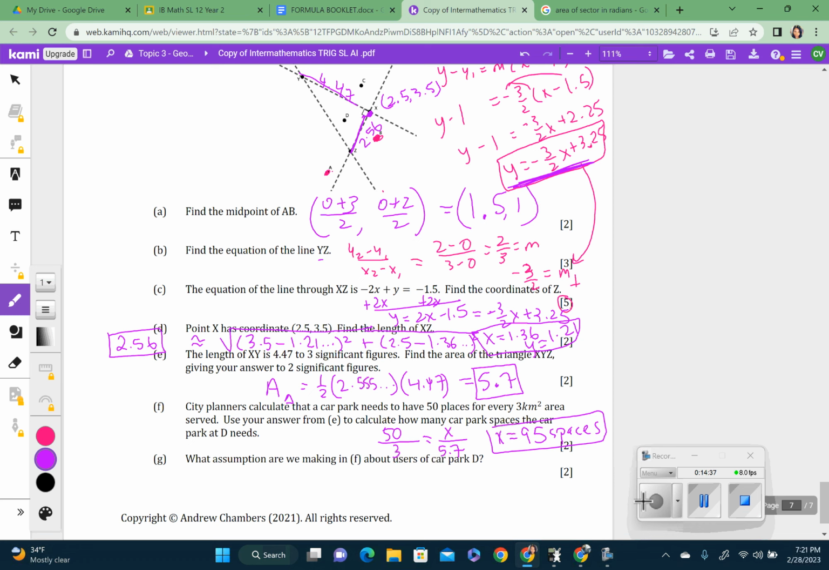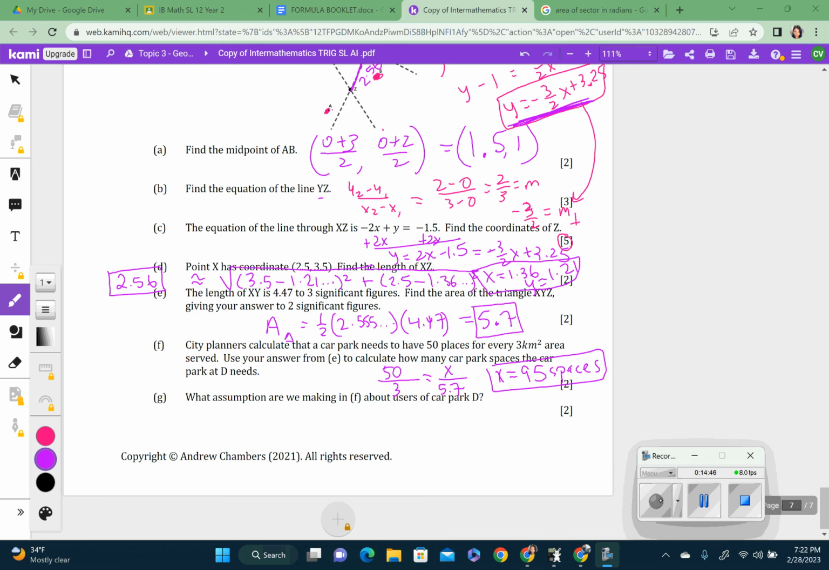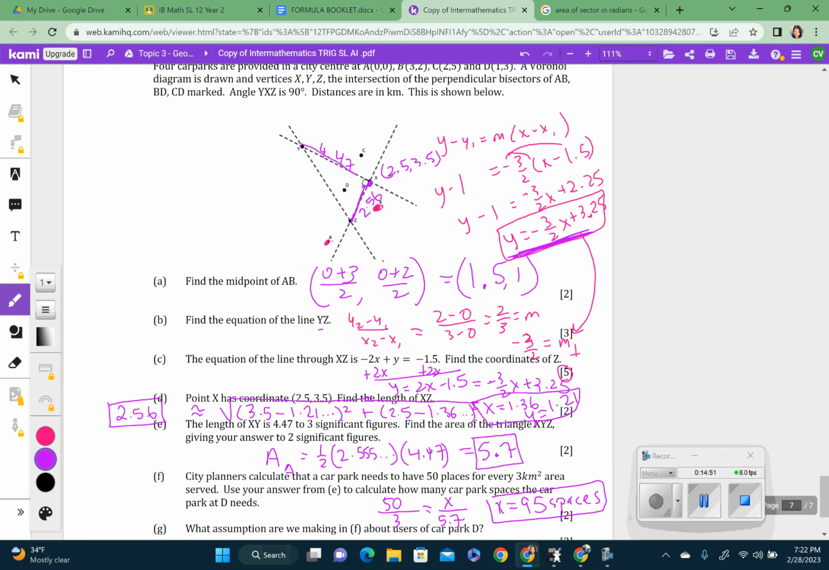All right, last one. What assumptions are we making in F about the users of car park D? In short, we're making an assumption that everyone that's looking for a parking space is going to choose to go to Park D. But in reality, there might be some obstructions that we might have to go around, because of traffic or road design, to reach a different car park. That might be the assumption.